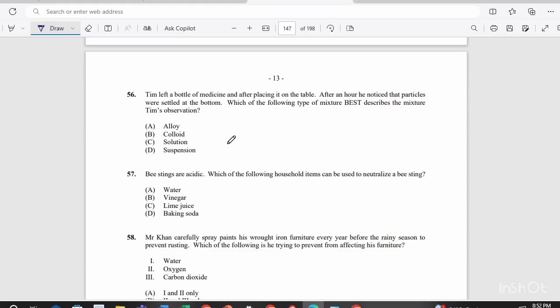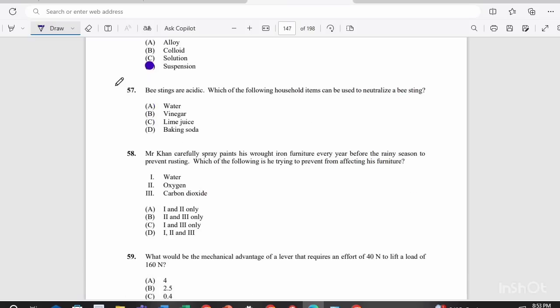Question 56. Tim left a bottle of medicine on the table, and after an hour he noticed that particles had settled at the bottom. Which of the following types of mixture best describes the mixture in Tim's observation? Is it A. an alloy, B. a colloid, C. a solution, or D. a suspension? The answer there is D. a suspension.